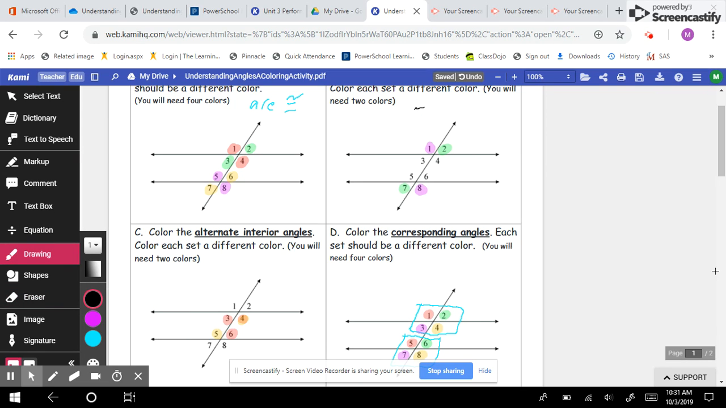So I'm just going to make sure I write, they are congruent. Alternate interior are congruent. Corresponding angles are congruent.